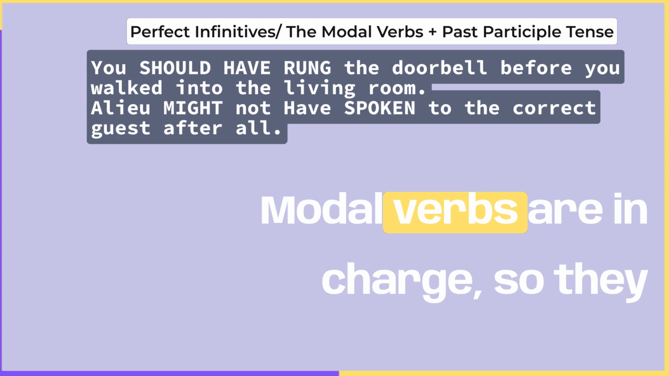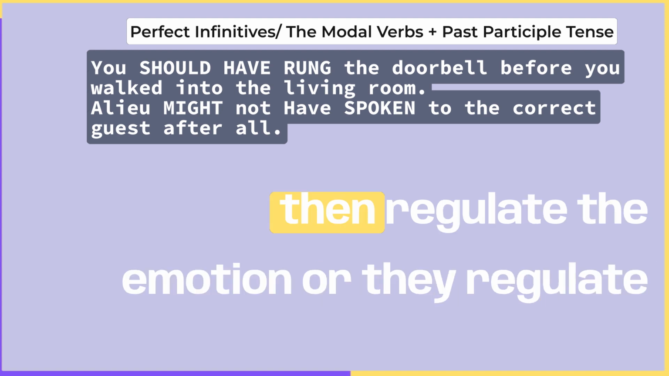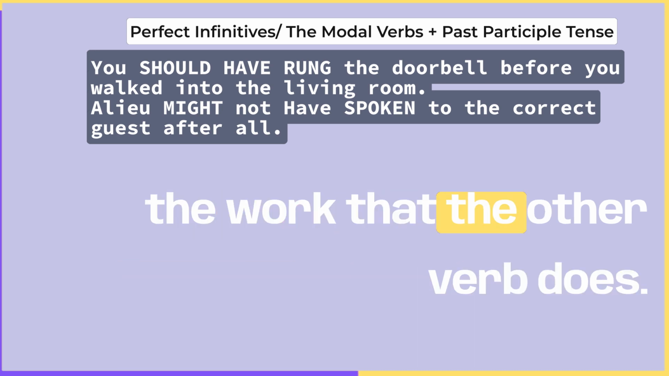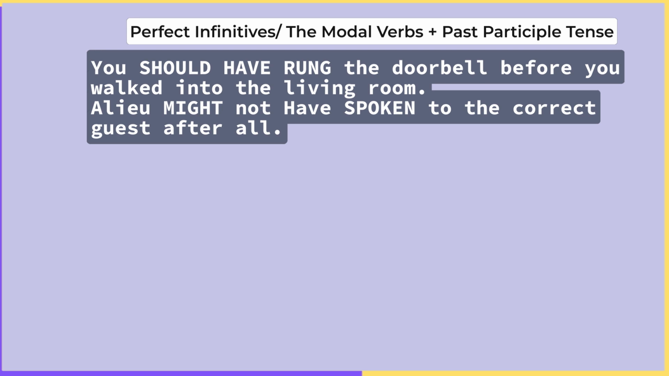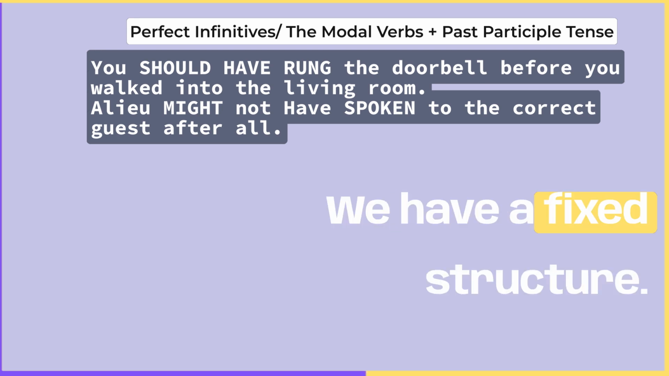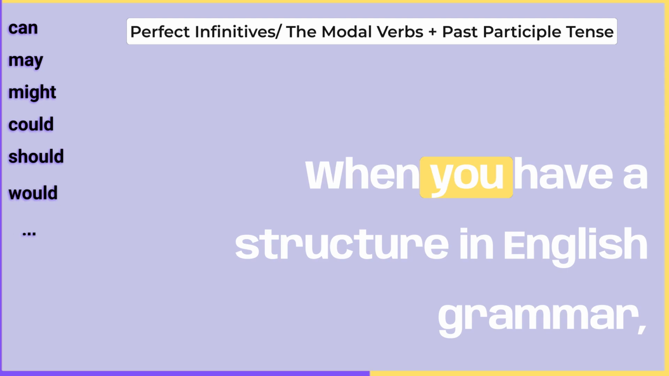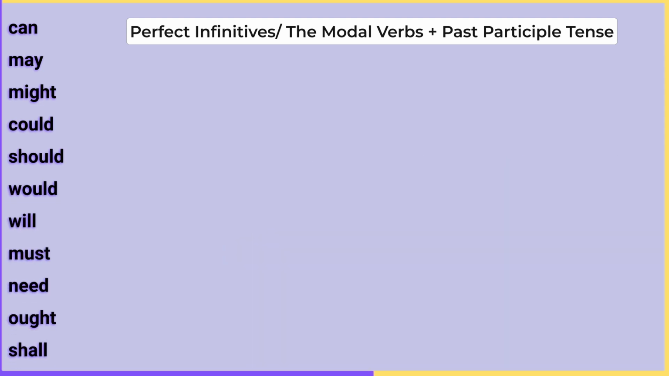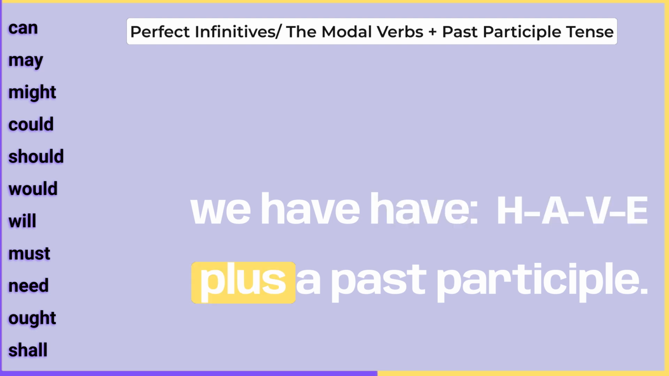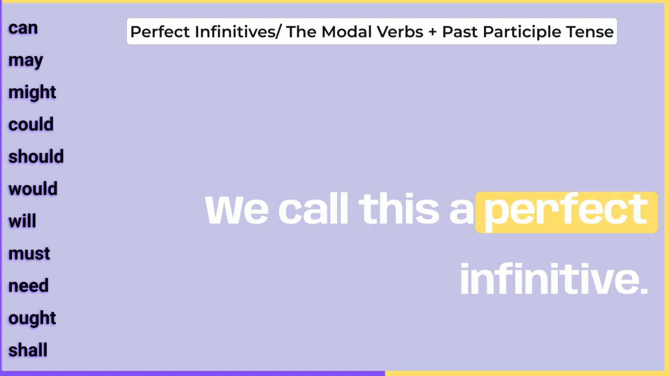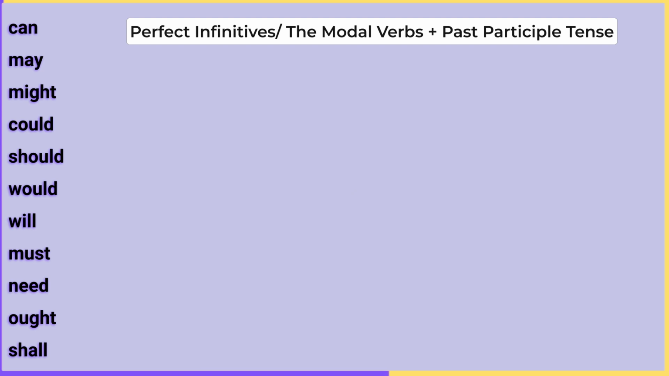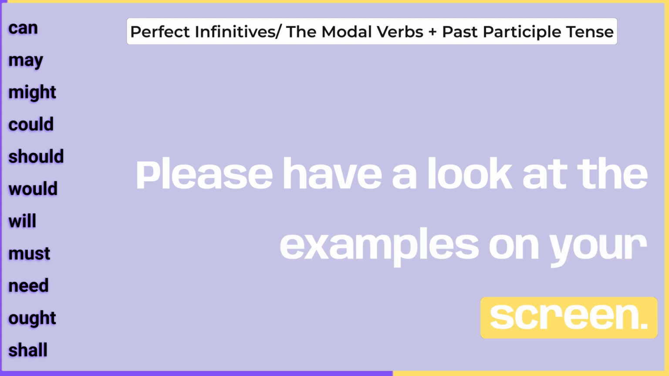So modal verbs are in charge. They regulate the emotion, or they regulate the work that the other verb does. We have a fixed structure. When you have a structure in English grammar where you have have, H-A-V-E, plus a past participle, we call this a perfect infinitive. Please have a look at the examples on your screen.